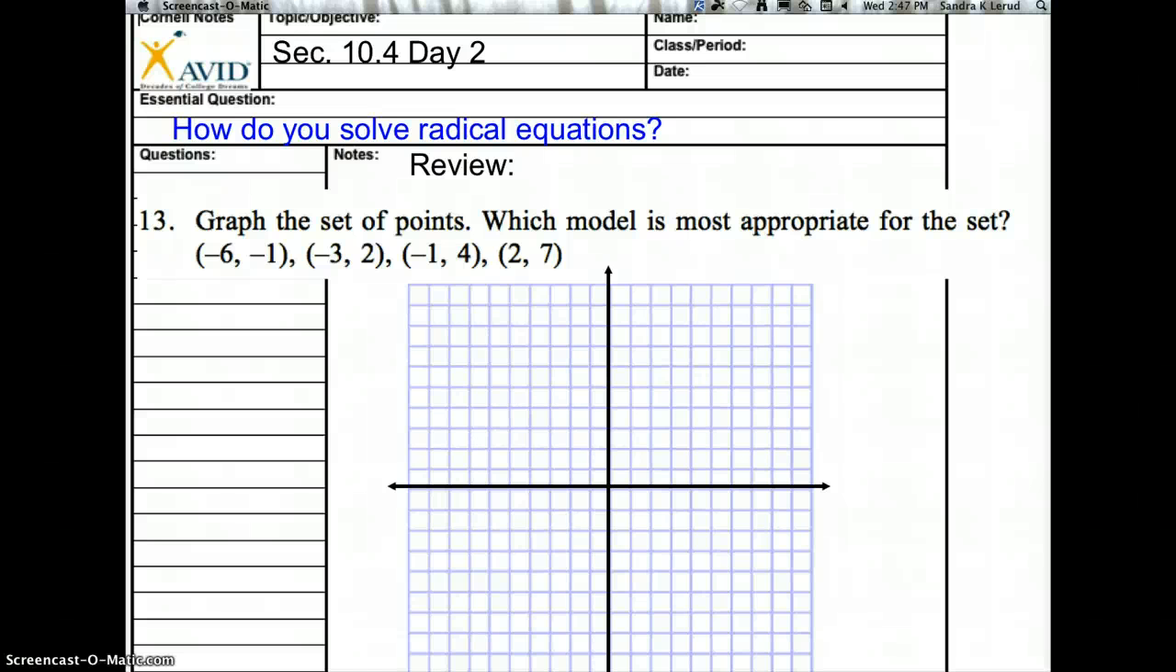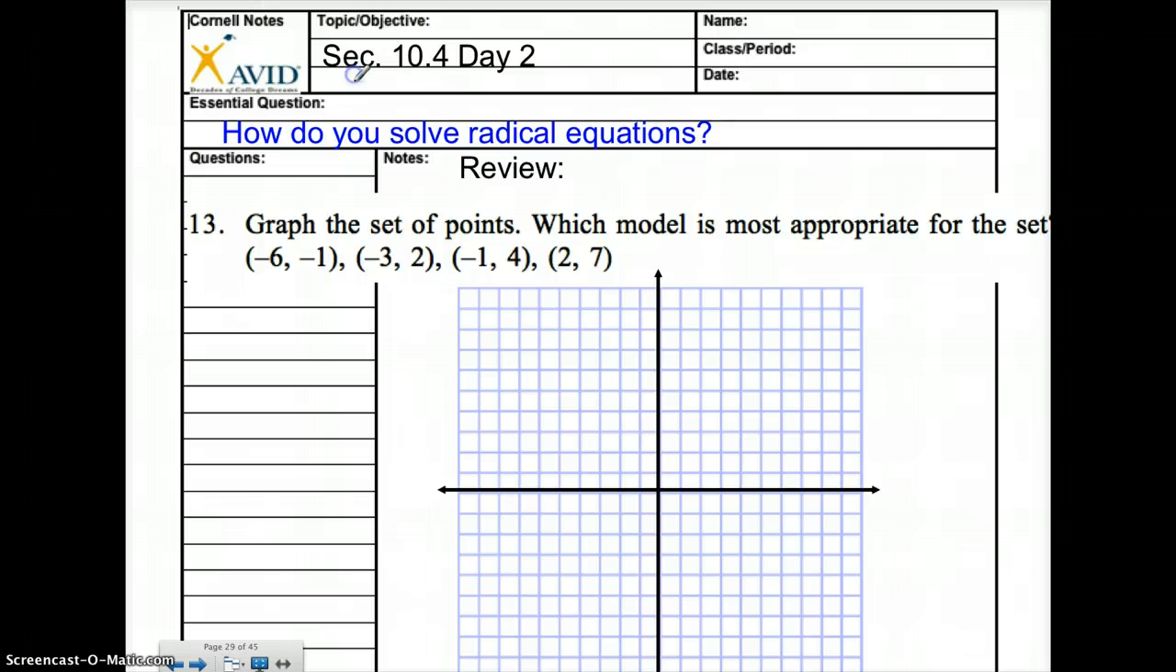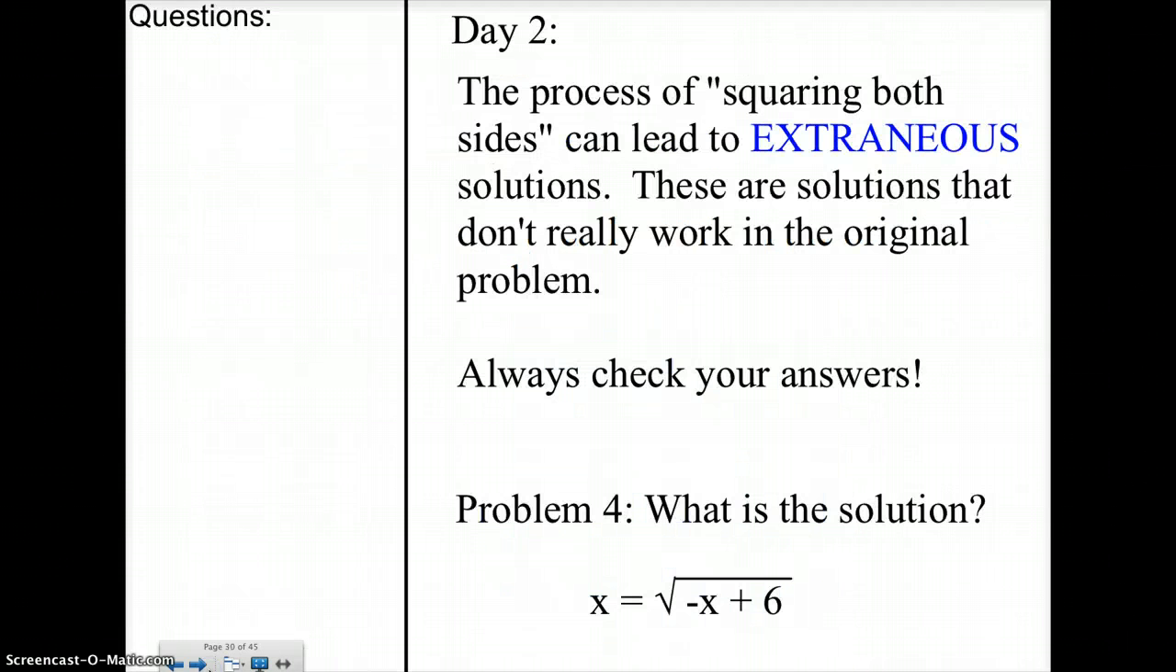Guys, you should have your notes open to the page that says Section 4, Day 2. And let's see, the date today is the 16th. So you'll take notes with these as we go through, and then I'll give you the assignment when we're done. We're not going to do this review one today, so we'll turn to the next page and we'll start.